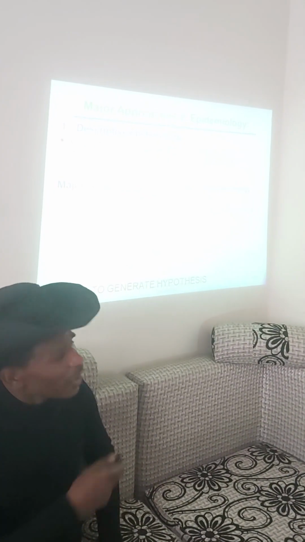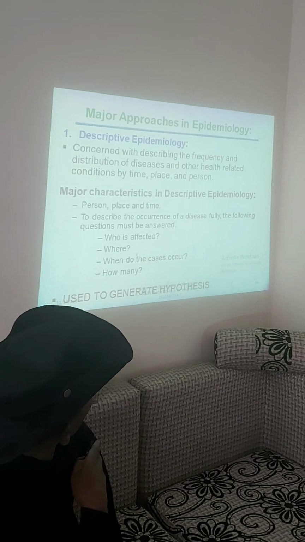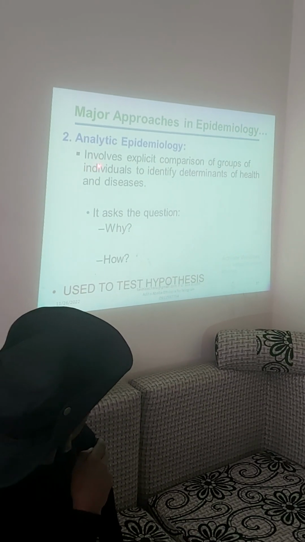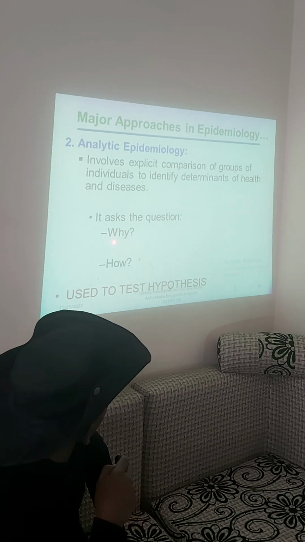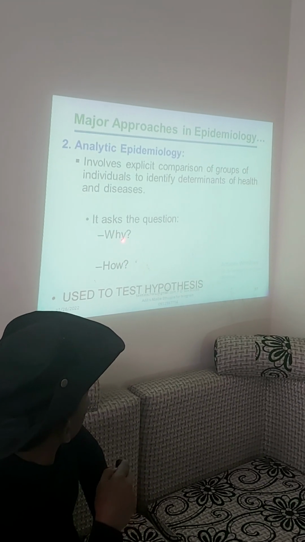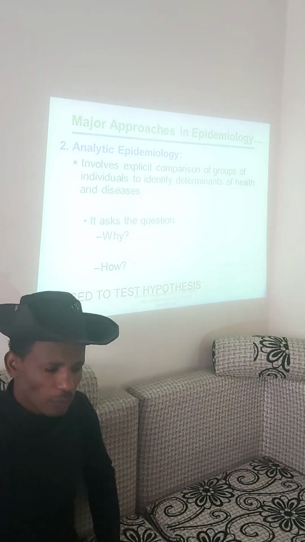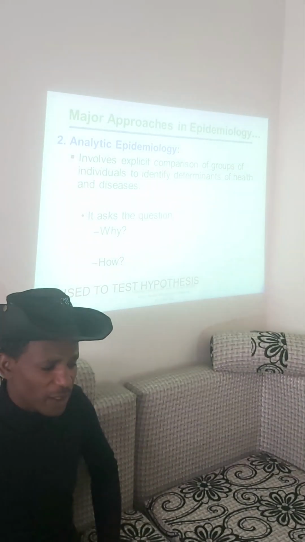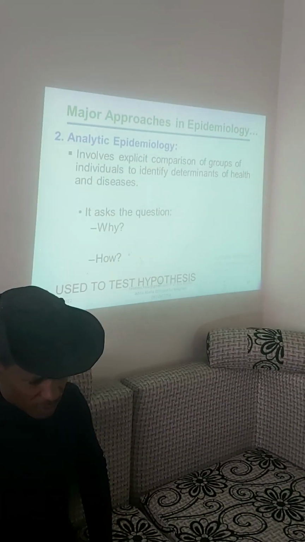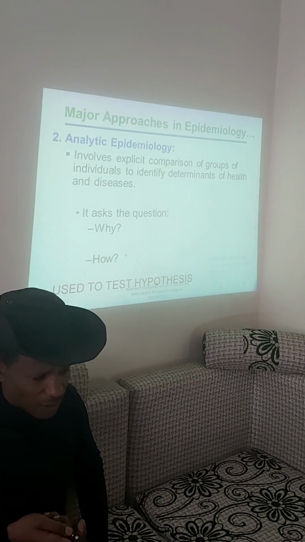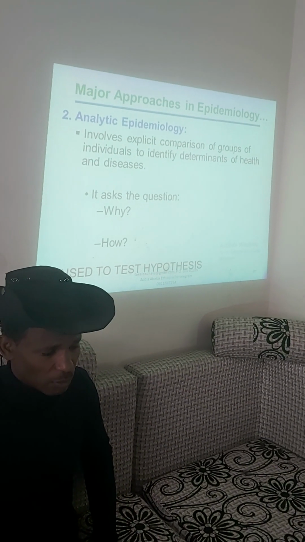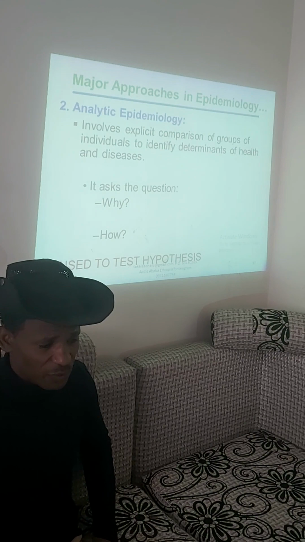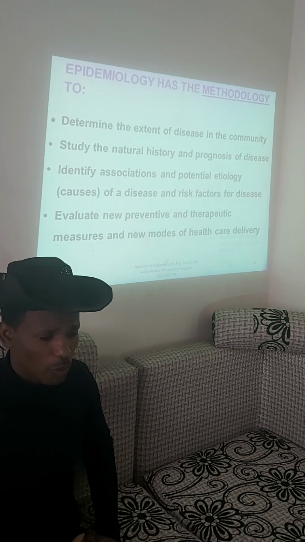The next one is analytical epidemiology. Analytical epidemiology especially asks the question why these diseases occur and how. This is used to test the hypothesis. It especially asks the questions how and why. This is the analytical approach of epidemiology.